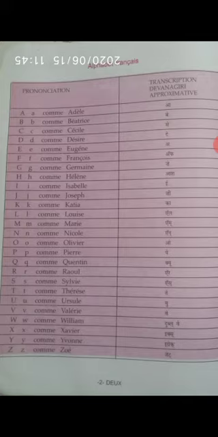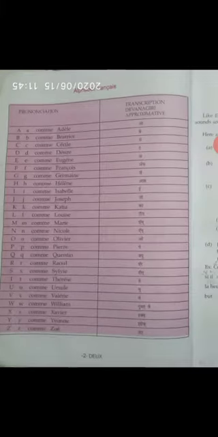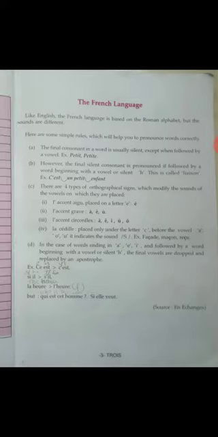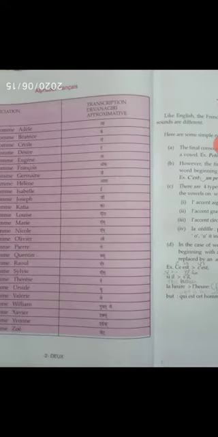S is pronounced as S only. T is pronounced as T. U is pronounced as U. V is pronounced as V. W is pronounced as W. X is pronounced as X. Y is pronounced as Y. And Z is pronounced as Z. Okay, so with that we are done with the phonetics.